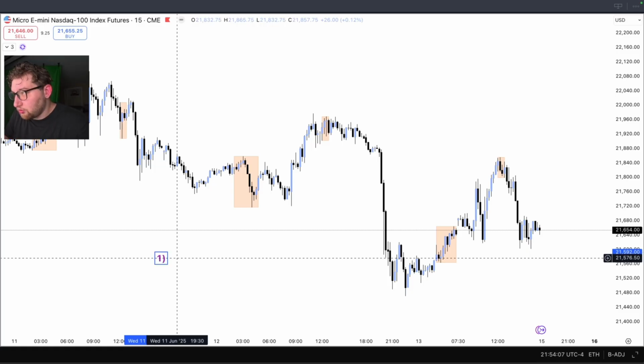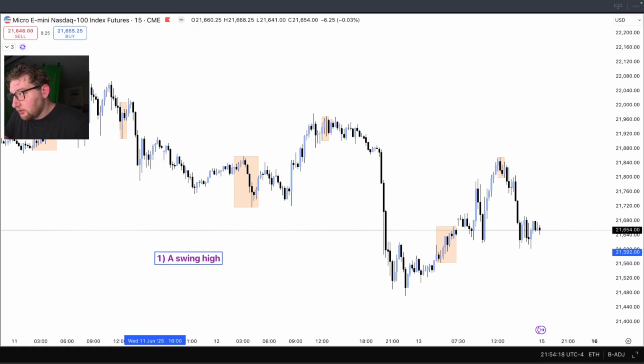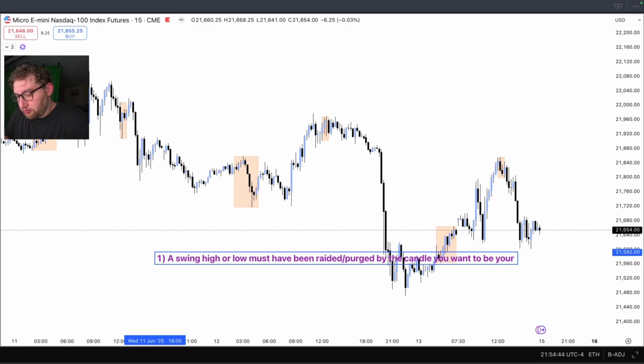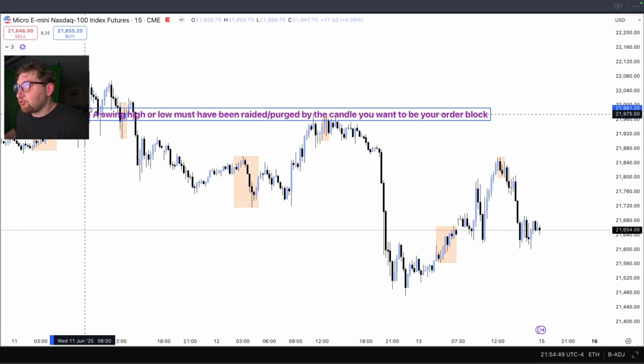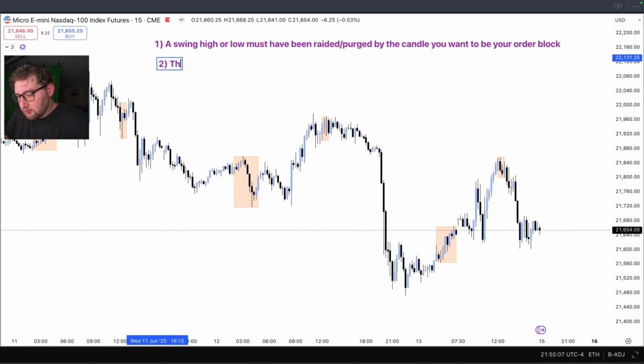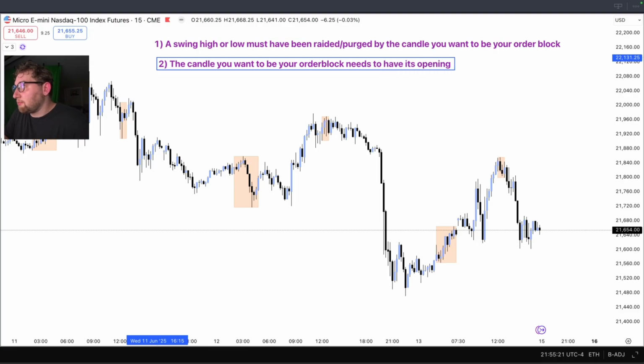My first rule, a swing high or low must have been grabbed, purged, whatever you want to call it, by the candle you want to be your order block. That's rule one. Rule two, the candle you want to be your order block needs to have its opening price traded above or below.